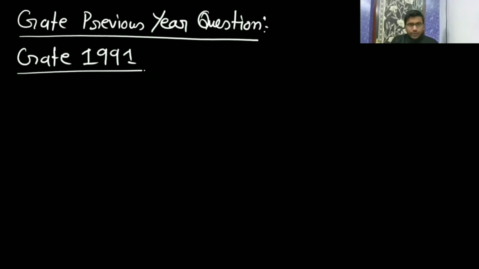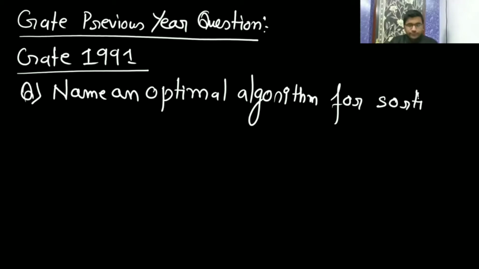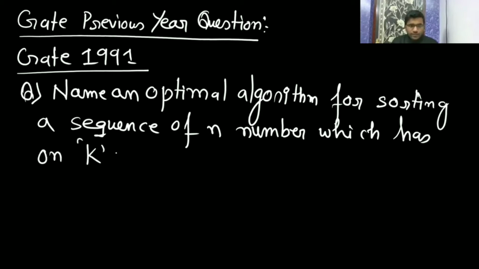GATE 1991. Okay, so name an optimal algorithm for sorting a sequence of n numbers which has only k distinct numbers.